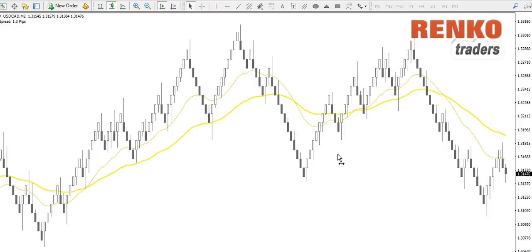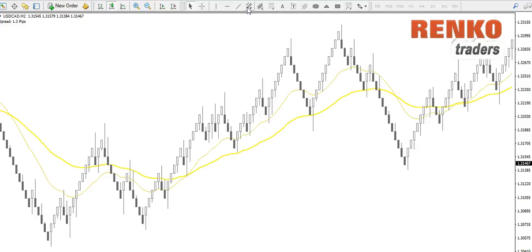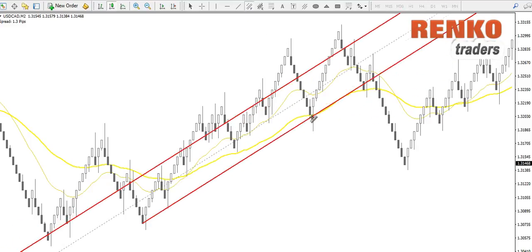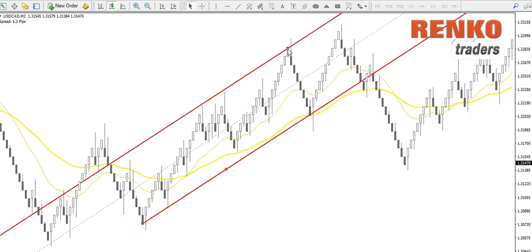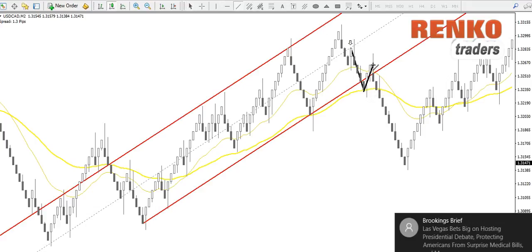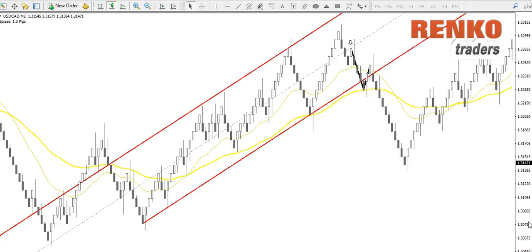Okay, let's take a look at a couple of more examples. This is the USD CAD. You've got a nice uptrend here. You've got a high. You have your reversal pattern right here. And this is invalidated, because as you can see, the retracement occurred back into the price channel.